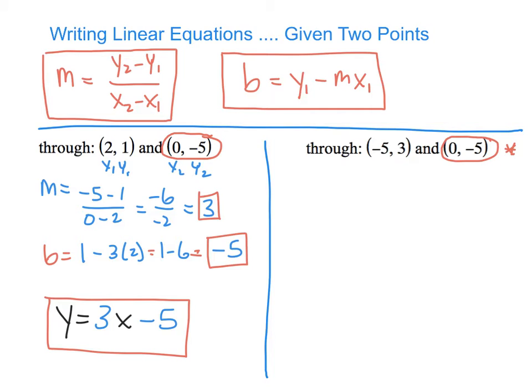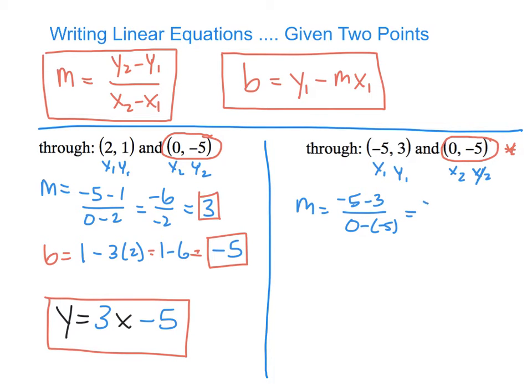Unfortunately, the slope's not hiding in there. We're going to have to calculate that. So let's go ahead and do that for the second. We're looking for the equation of a line that happens to run through negative 5, 3 and 0, negative 5. As always, we label x1 and y1 and x2 and y2. That's where those values are going to come from. So m is going to be negative 5 minus 3 over 0 minus negative 5.